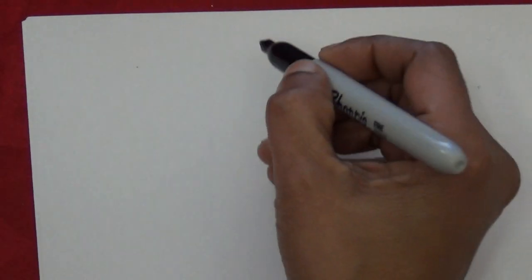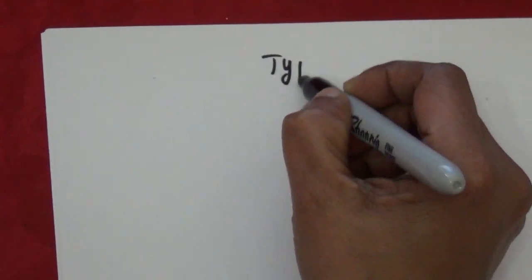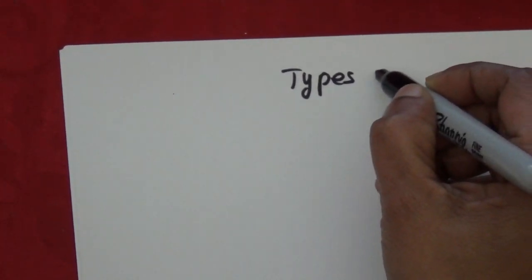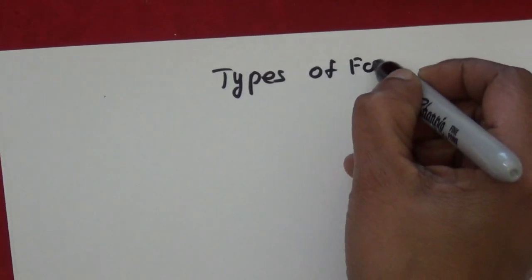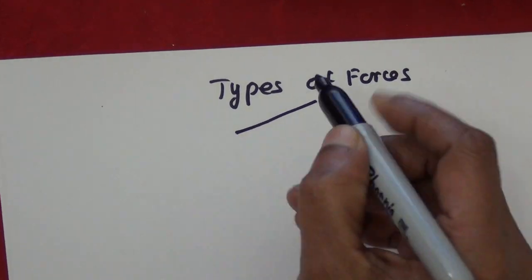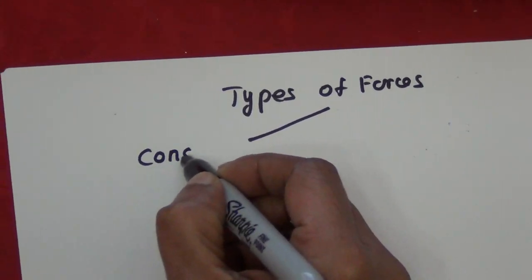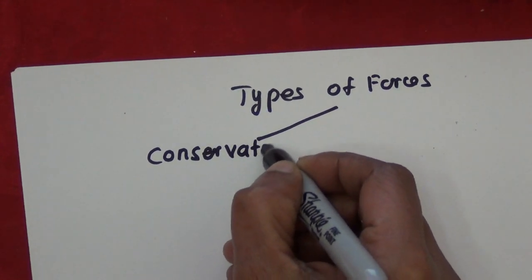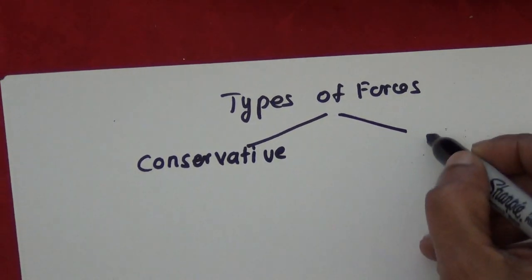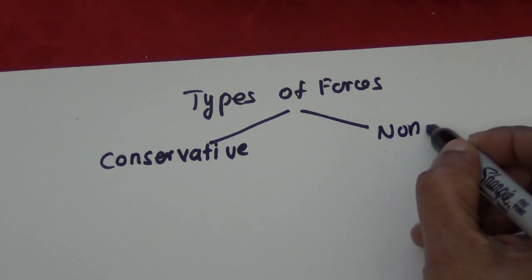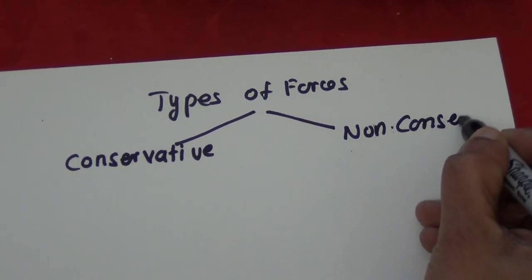So to start potential energy, I want to go from types of forces, right? The forces can be divided into two main components, conservative forces and non-conservative forces.